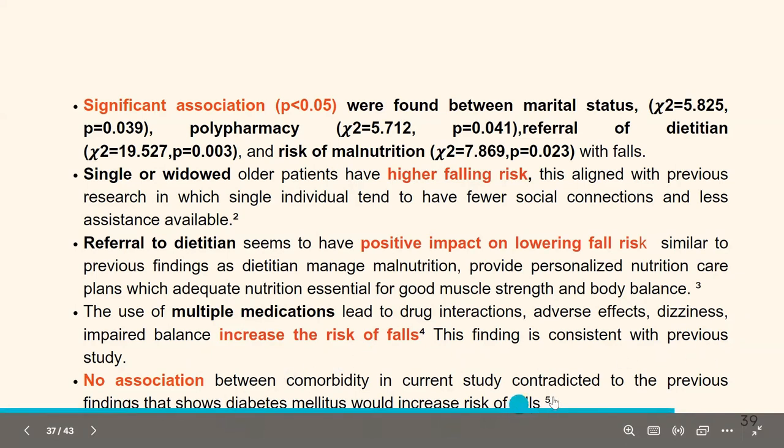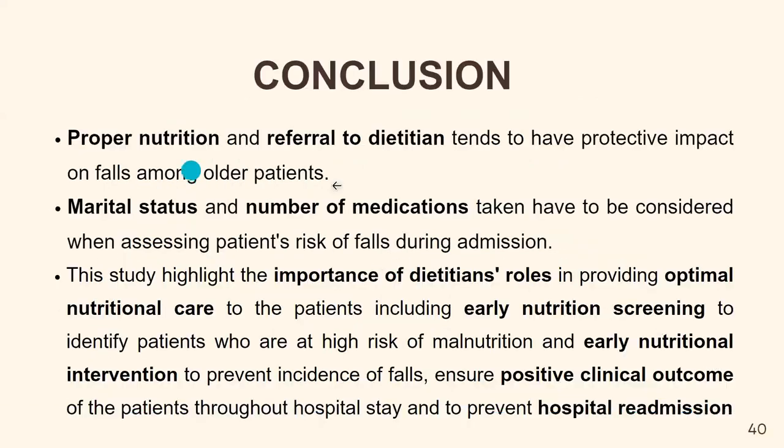There was no association between comorbidity in the current study. This contradicts previous findings that show diabetes mellitus increases the risk of falls due to hypo or hyperglycemia episodes. In conclusion, proper nutrition and referrals to dietitians tend to have a protective impact on falls among older patients. Marital status and number of medications taken have to be considered when assessing patients' risk of falls during admission.